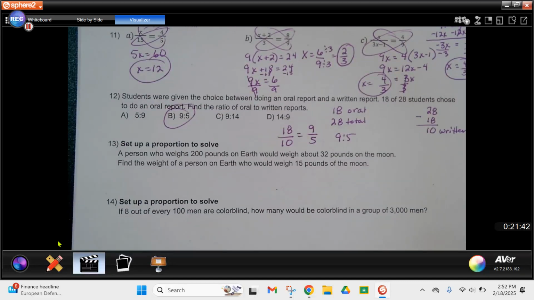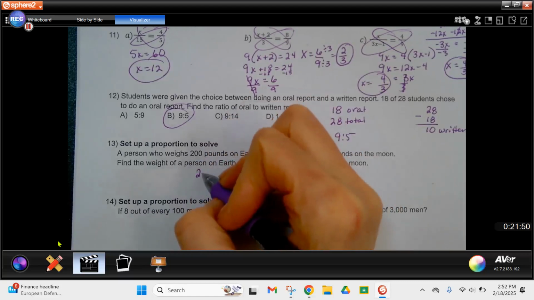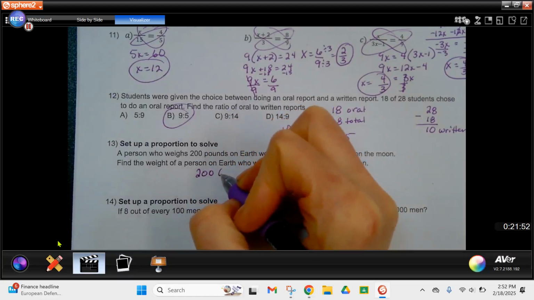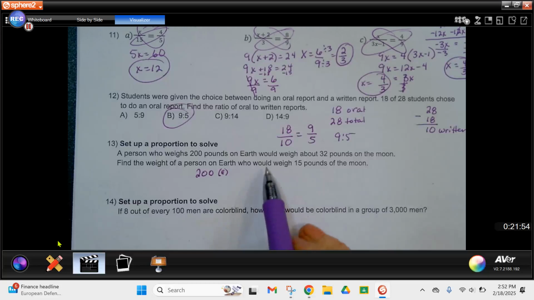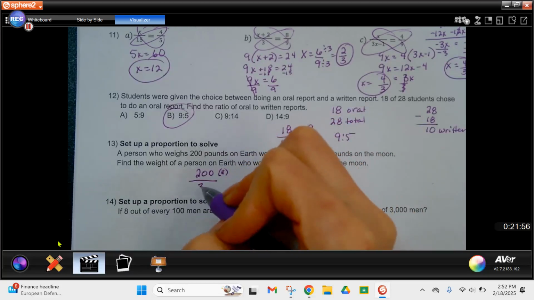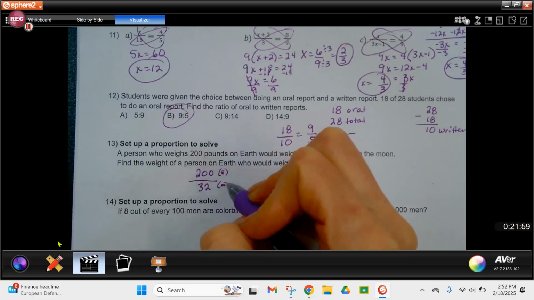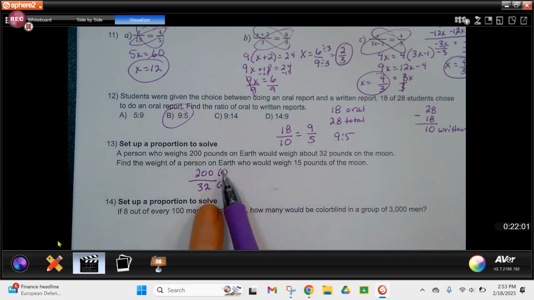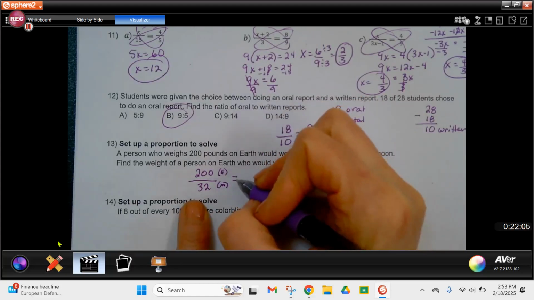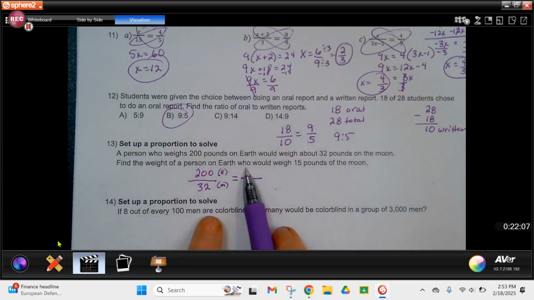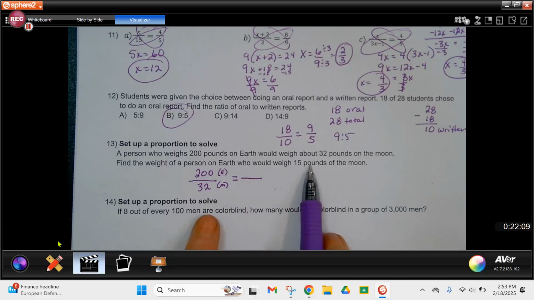All right, number 13, I just flat out tell you, set up a proportion to solve. You can see we have a ratio here. A person who weighs 200 pounds on Earth, so that's on Earth, okay, would weigh about 32 pounds on the moon. So I'm just writing this to tell you that this is the Earth and this is the moon weight. Well, that's going to be equal to, we want to know how much would the person who weighs 15 pounds on the moon weigh on Earth.